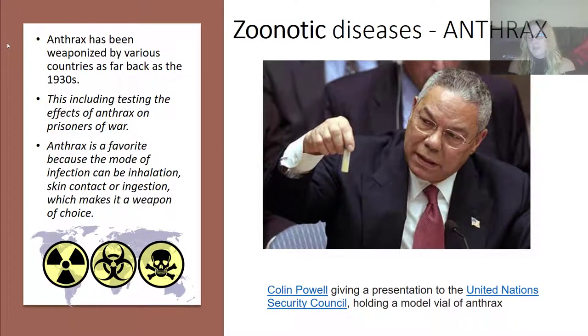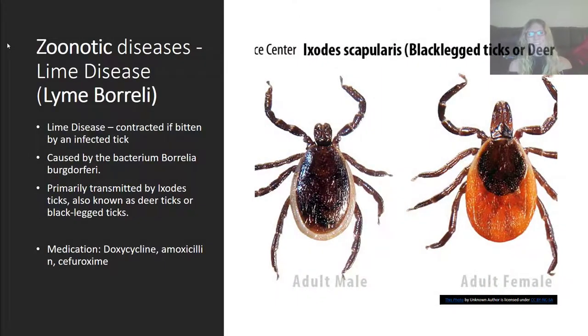However, anthrax is much more well known for its weaponization, unfortunately. Anthrax has been weaponized by many countries as far back as the 1930s and probably even further back than that. There have even been reports of the effects of anthrax being tested on prisoners of war. Anthrax is a favorite because the mode of infection is very convenient: it can infect a host by inhalation, skin contact, or ingestion. So that's why it's kind of a weapon of choice, for lack of a better word.